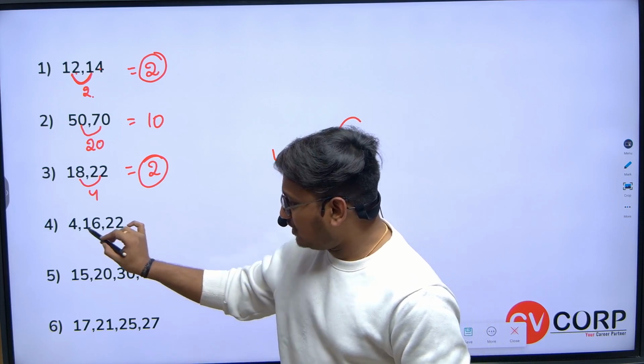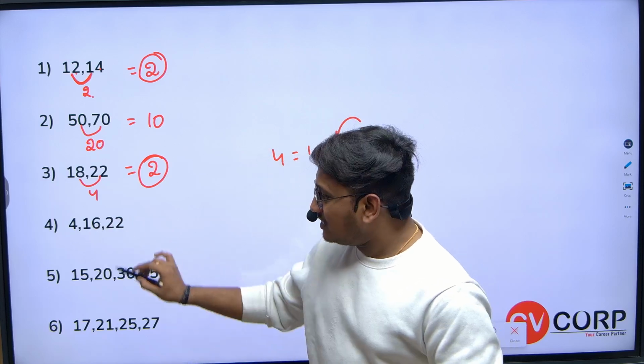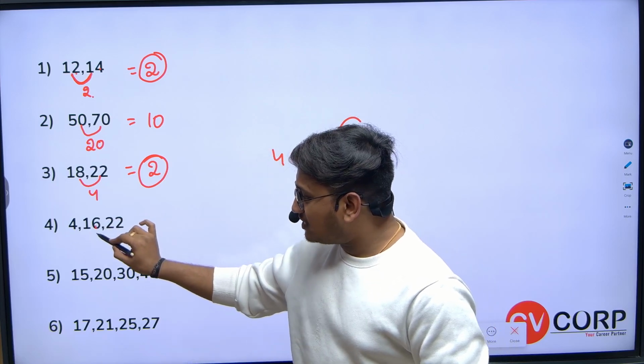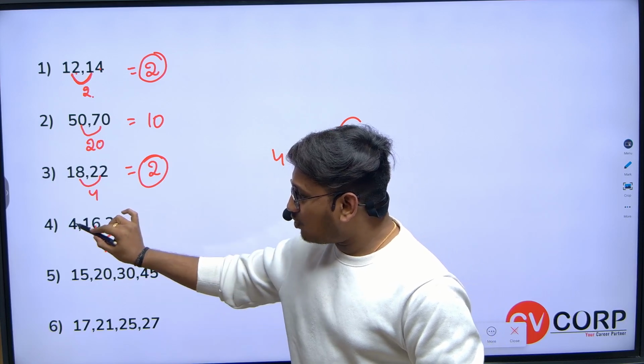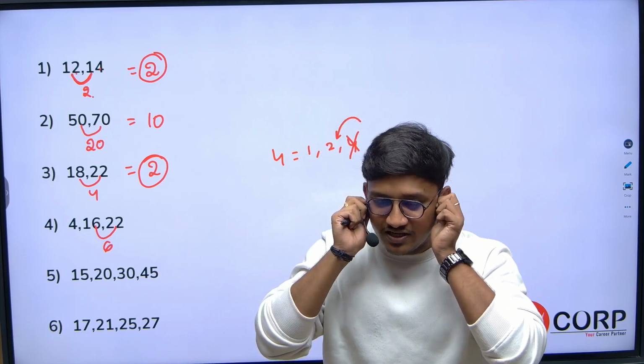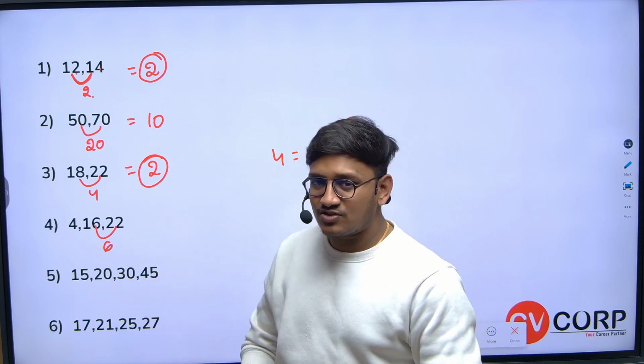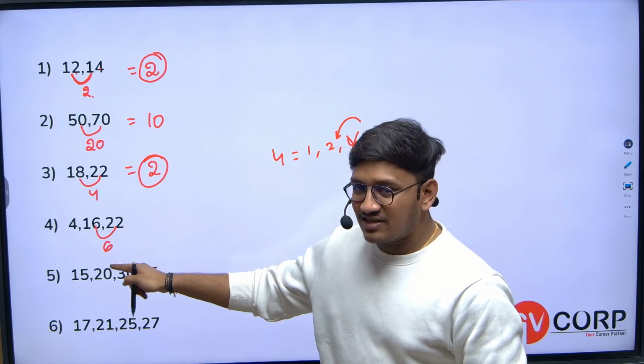Okay, let's take an example. 4 and 16, the difference will be 12, right? 16 and 22, the difference will be 6. And 4 and 22, the difference is 18. So the least difference I can observe here is only 6. Is there any other difference that you can observe less than 6? No. So that's the reason I am considering the least difference.